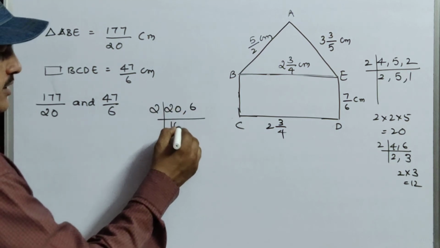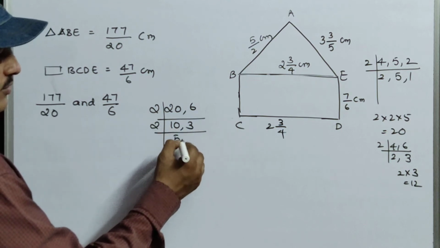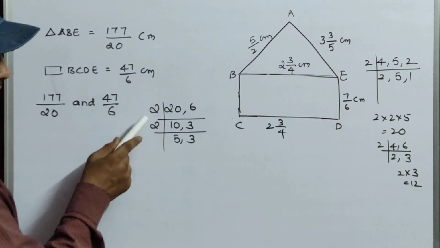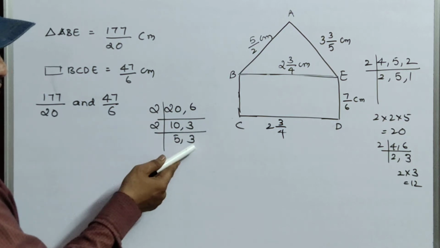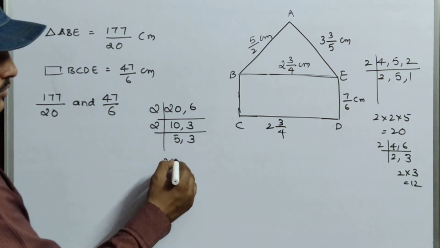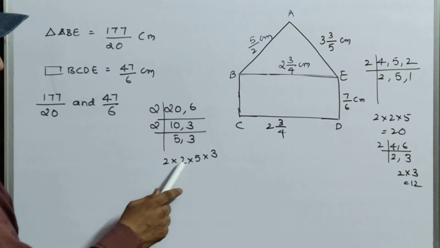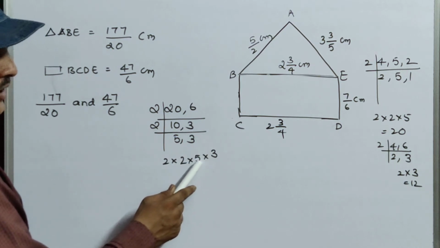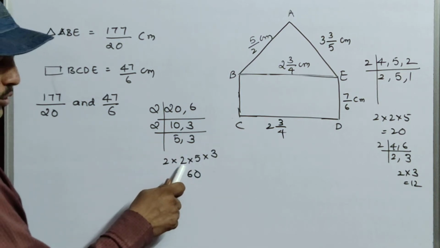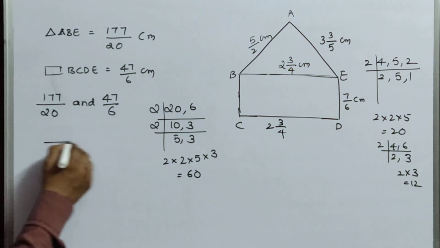2 table: 2 tens, 2 threes. 2 5s, and 2 does not go into 3, so directly write 3. Now 2 into 5 into 3. 2 2s are 4, 4 5s are 20, 2 3s are 60. So the LCM is 60.